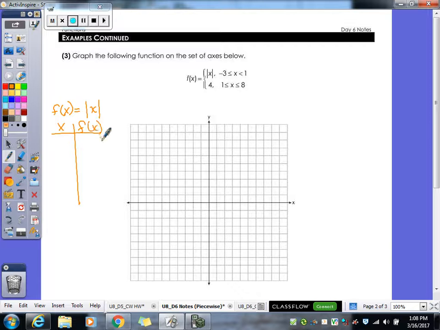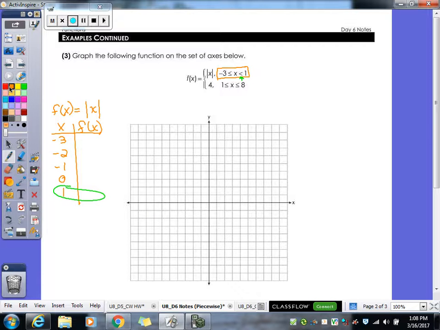So for our absolute value of x, what numbers are we using in our x's? -3, -2, -1, 0, 1. Are they all going to be open circles or closed circles or combo? Combo. Which one's going to be open? The +1. So I'm going to circle it, because again, there's no or equal to on my +1 there.